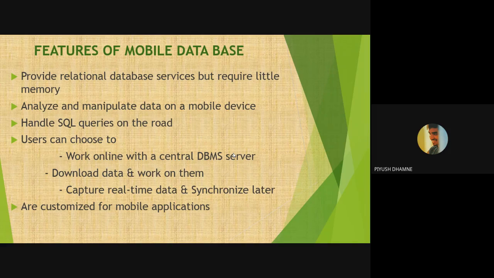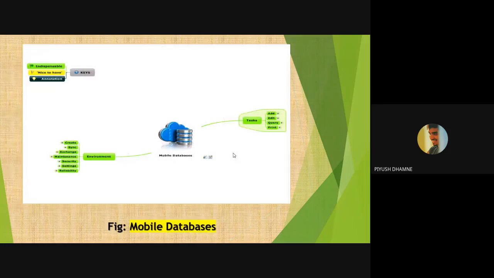Features of mobile database. Provide relational database service but require little memory. Analyze and manipulate data on a mobile device. Handle SQL queries on the road. User can choose to work online with a central DBMS server. Download data and work on them. Capture real-time data and synchronize later. Are customized for mobile application. Here is the example of mobile databases. There are key features that are used in mobile databases.